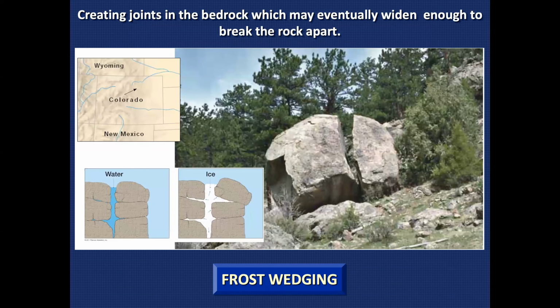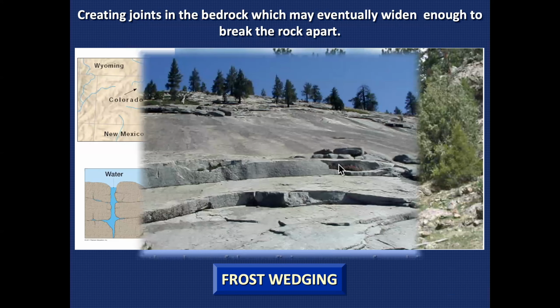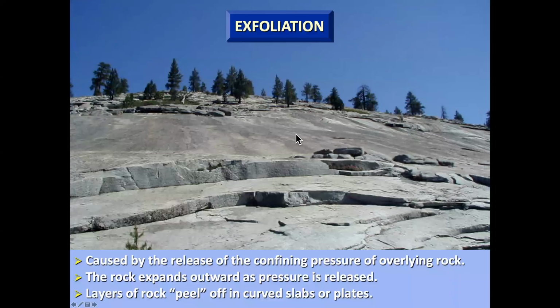Here's an example of frost wedging. Again, when water seeps in, freezes, it expands, and then it breaks apart the rock. Here's an example of exfoliation, which is caused by the release of confining pressure. Basically, the rocks will peel away in slabs or peels, as it were.